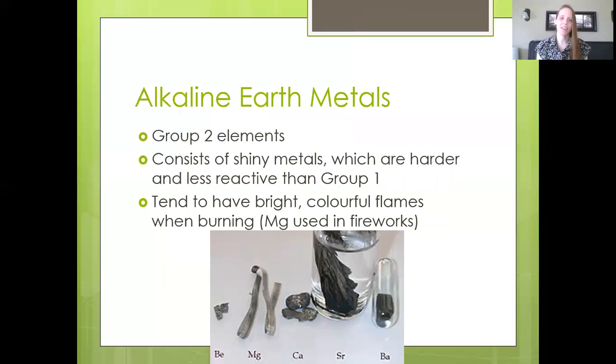Then we have the alkaline earth metals in group 2, which is just the second vertical column. They're also very shiny. They're harder than group 1 metals. They're also less reactive than group 1 metals. They can just be stored in the air, for instance. And if you burn them, they tend to produce really bright, colorful flames. They tend to be used in fireworks because they're so nice and colorful.